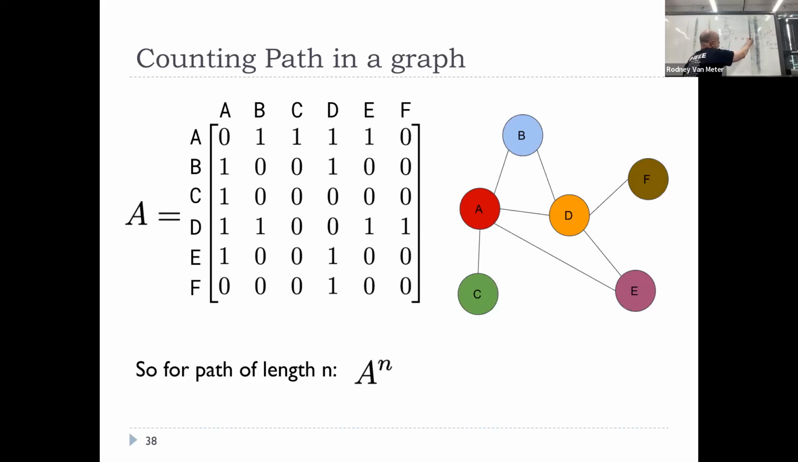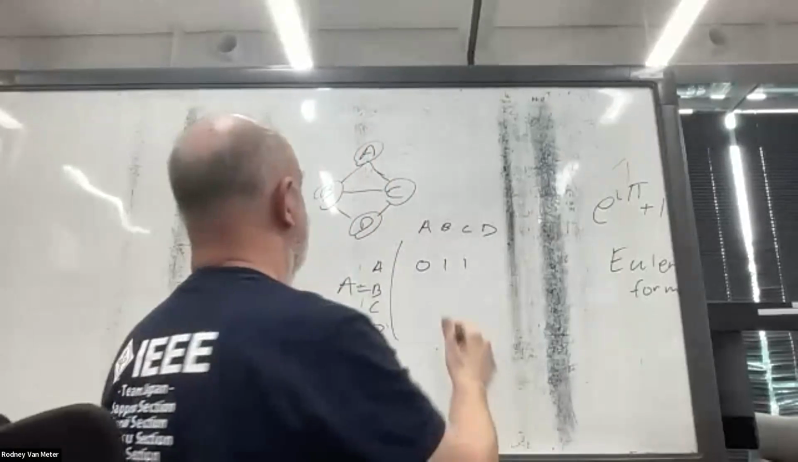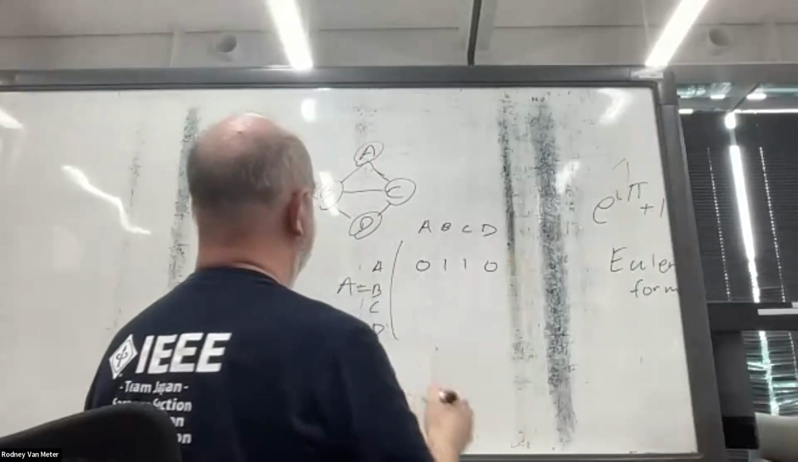A, B, C. They actually use the squares on this board. Why not? A, B, C, D. Is there a connection from A to A? No, so that's a 0, right? From A to B, yes. From A to C, yes. From A to D, no.